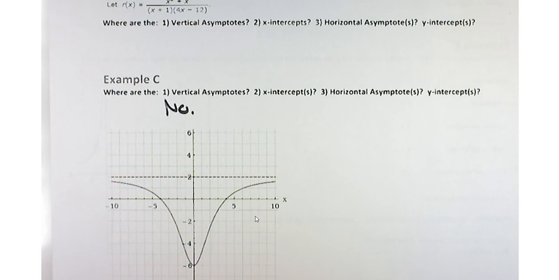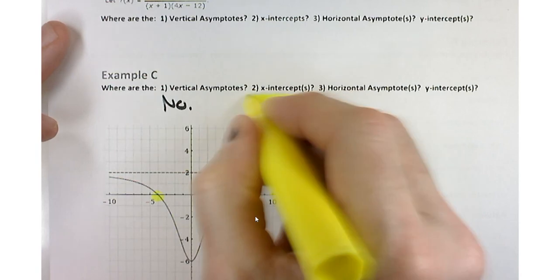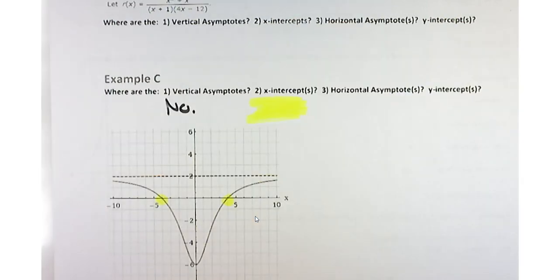X-intercepts. Where are this graph's x-intercepts? 4 and negative 4. Yep. 4 and negative 4.